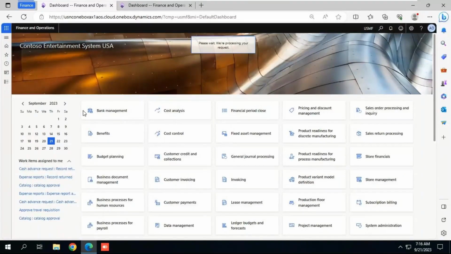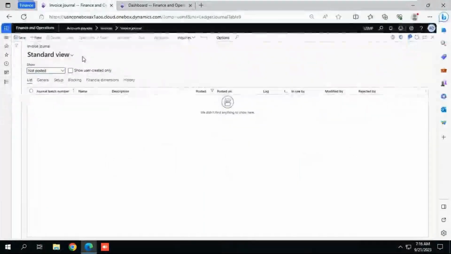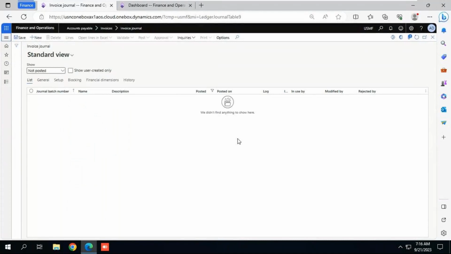So let me write down the path for this one. Accounts payable, invoices, invoice journal. You need to go to accounts payable module, invoices, invoice journal. Then you need to click on new button.